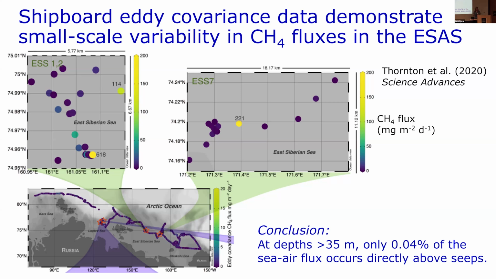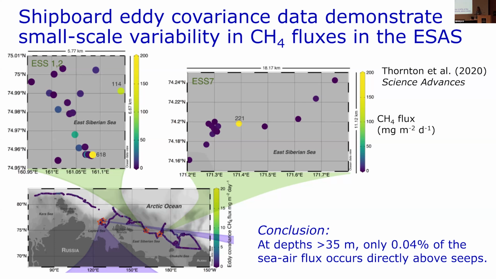Whereas if you only sample with a Niskin bottle, you're only measuring what's dissolved and not the bubble flux. Yet, even though they are seeing these strong fluxes from seeps, they concluded, because the fluxes from the seeps are very narrowly constrained, at depths greater than 35 meters, which is where they were sampling with this large icebreaker, that only 0.04% of the sea-air flux occurs directly above seeps.